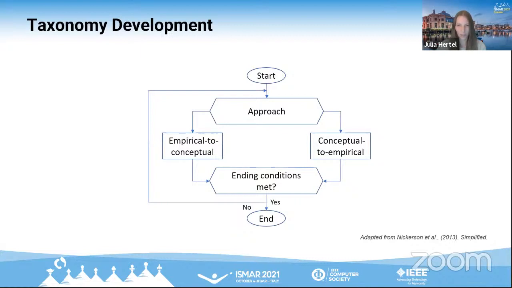For each iteration, the researchers can choose between two approaches. In the empirical to conceptual approach, existing objects, in this case interaction techniques, are analyzed, while a conceptual to empirical approach is based on previous work or the researcher's knowledge. Since we wanted to investigate the current state of research, we mainly focus on empirical to conceptual iterations. For these, we performed a literature review to identify interaction techniques and include them in our taxonomy.